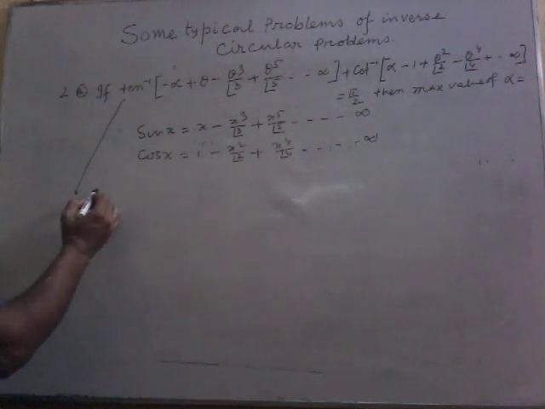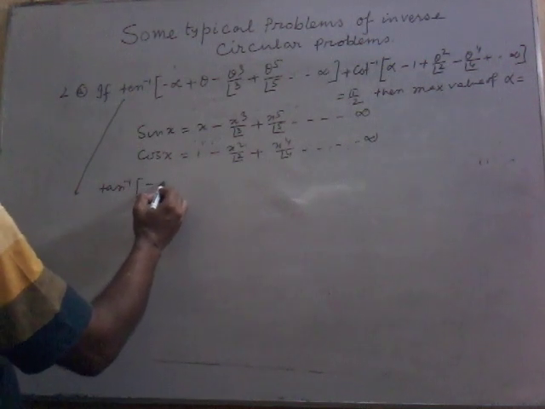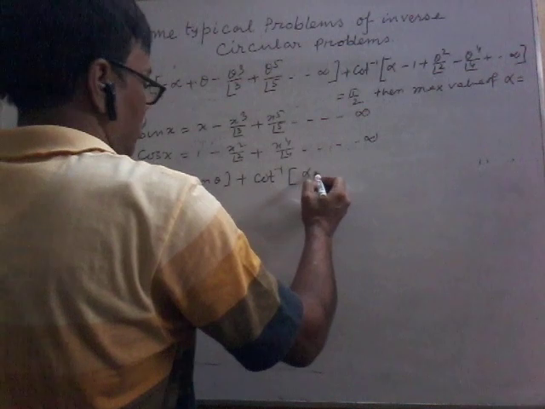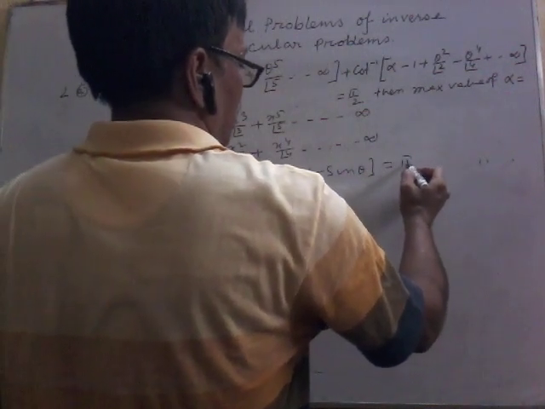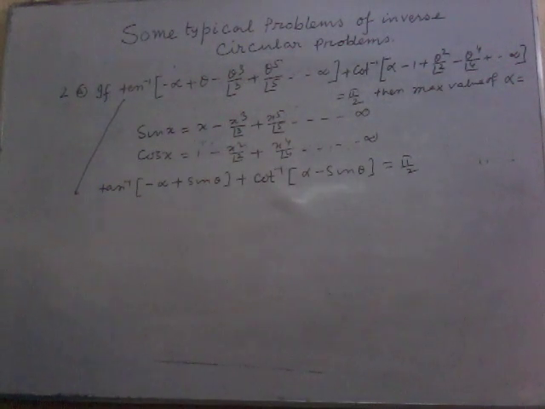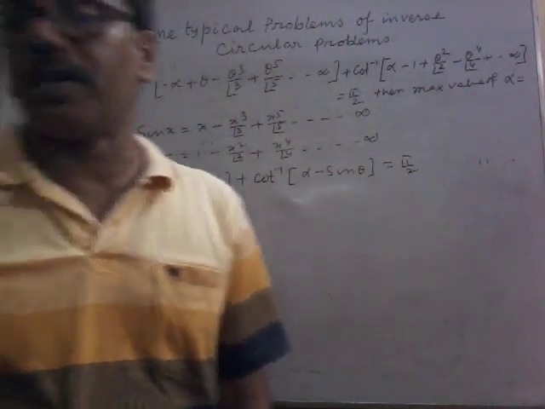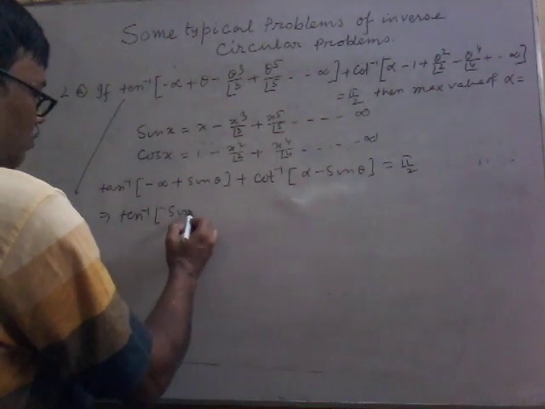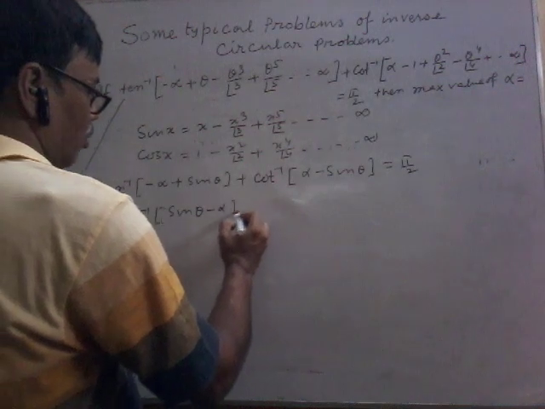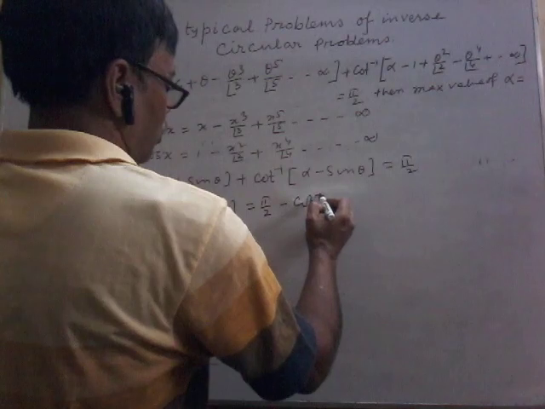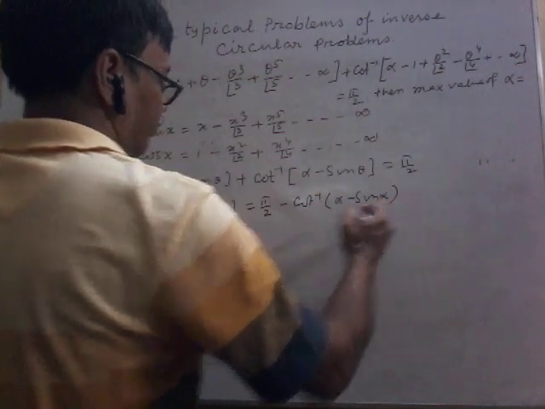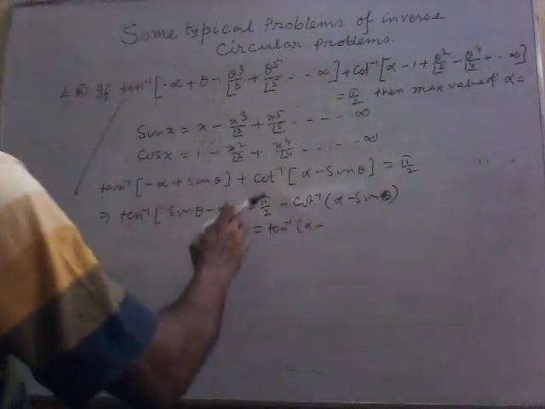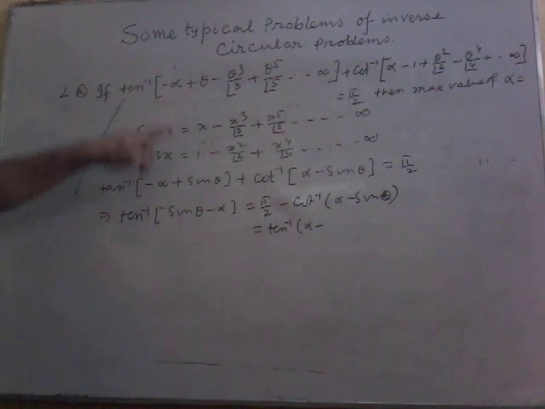So what we are getting: tan inverse of (minus alpha plus sine theta) plus cot inverse of (alpha minus sine theta) equals pi by 2. So transfer one term to the right hand side: pi by 2 minus cot inverse x, you know, is tan inverse x. So now tan inverse of (sine theta minus alpha) equals pi by 2 minus cot inverse of (alpha minus sine theta), which equals tan inverse of (minus alpha plus sine theta).